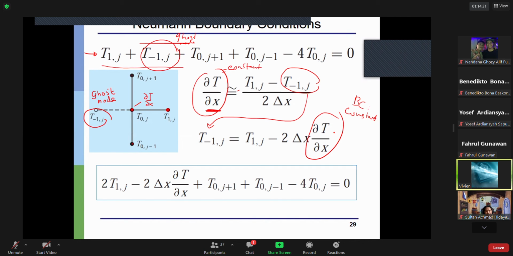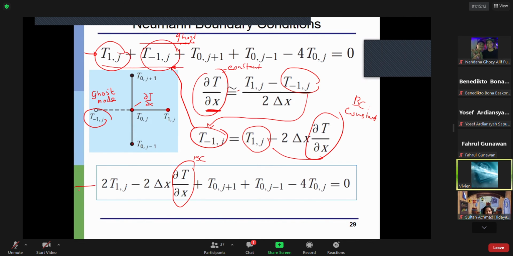If we have this boundary condition, we can substitute T minus 1j here. When we substitute it, we now have 2 times T1j, because we have T1j and T1j here. So that will be 2 times T1j minus 2 delta x del T over del x, the gradient, which is the boundary condition, plus T0j plus 1, the top node, plus T0j minus 1, the bottom node, minus 4 times T0j. That will be equal to 0. So this is when we have the Neumann boundary condition.